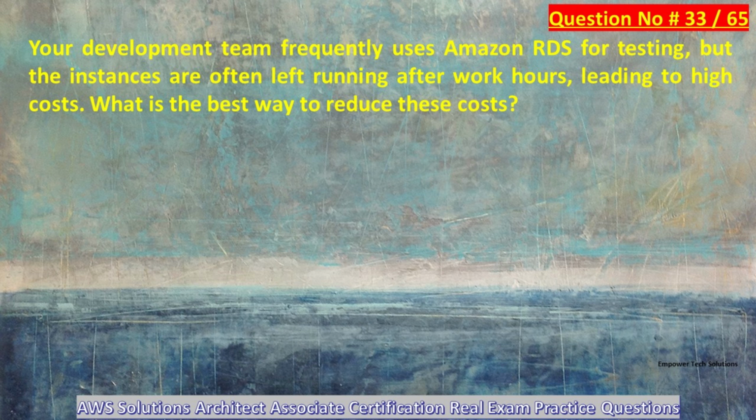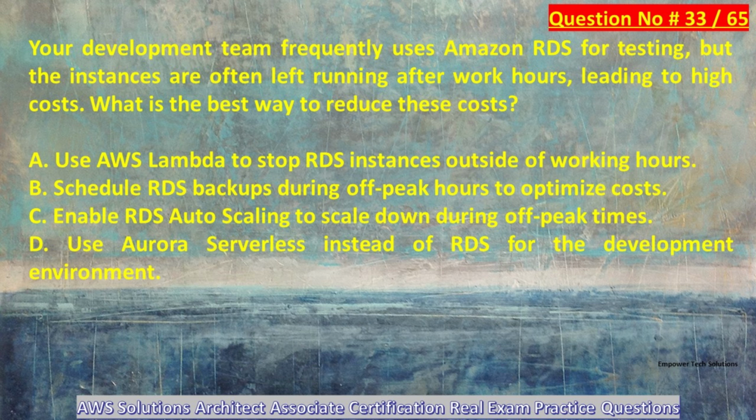Your development team frequently uses Amazon RDS for testing, but the instances are often left running after work hours, leading to high costs. What is the best way to reduce these costs? A. Use AWS Lambda to stop RDS instances outside of working hours. B. Schedule RDS backups during off-peak hours to optimize costs. C. Enable RDS auto-scaling to scale down during off-peak times. D. Use Aurora Serverless instead of RDS for the development environment.